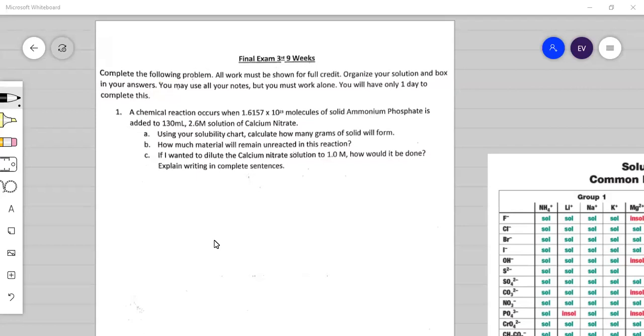Okay, so I can already see here, let's see, so this is ammonium phosphate, which is going to combine with calcium nitrate.